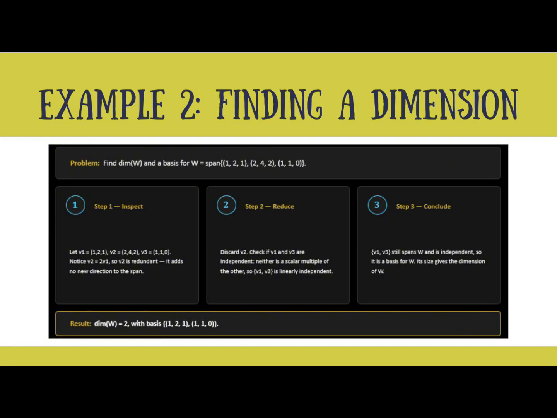Now we check the remaining vectors. The first and third vectors are not scalar multiples of each other, so they are linearly independent. Therefore, these 2 vectors form a basis for W. Since the basis contains 2 vectors, the dimension of W is 2. So the answer is: the basis is (1, 2, 1), (1, 1, 0), and the dimension of W is equal to 2.